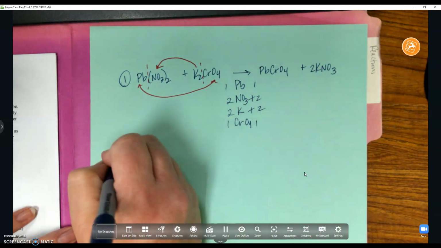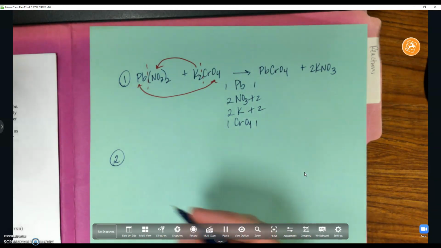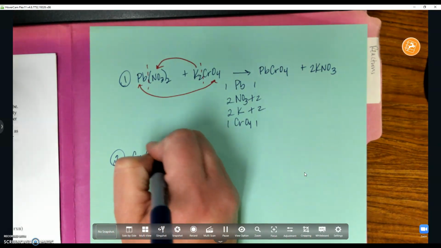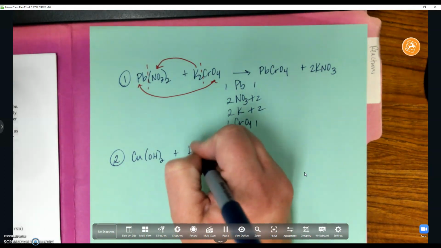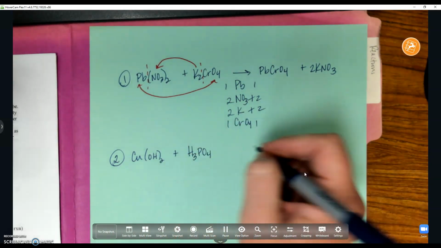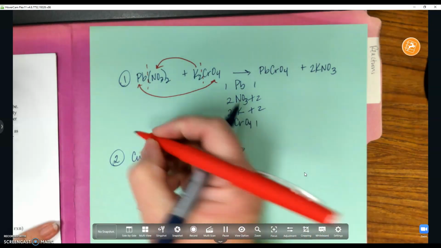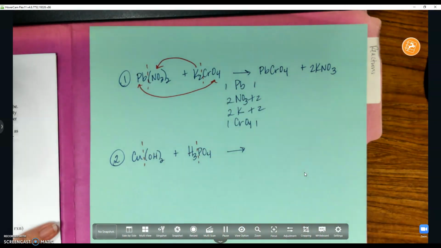All right, number 2. Let's do another one. Let's do copper hydroxide, copper 2 hydroxide, plus phosphoric acid. Okay, so again, I'm assuming you're watching the video if you're struggling with this. So I'm going to separate those cations and anions from each other.